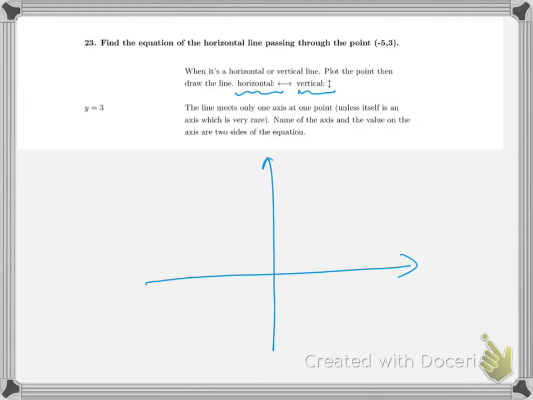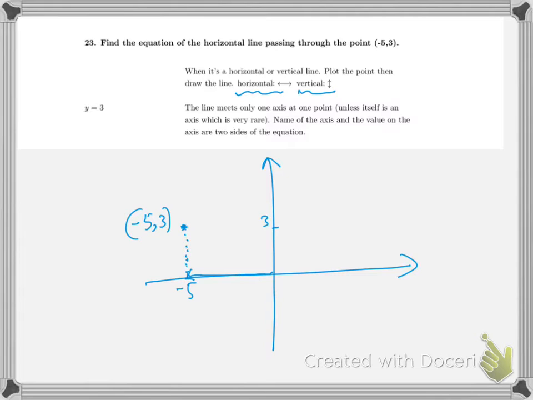So now let's look at this example. So we have the point -5, 3. Here is -5, here is 3. So you cannot label two intercepts. So you go to -5 and then turn up 3 from -5. So here is the point, -5, comma 3.